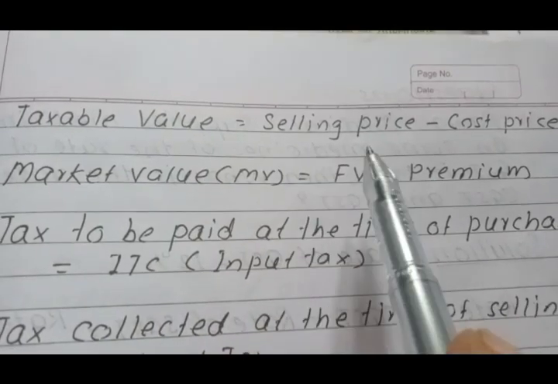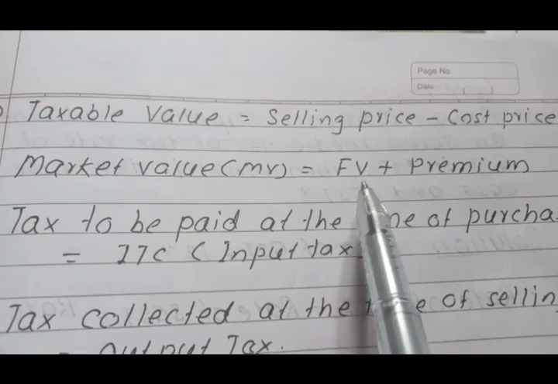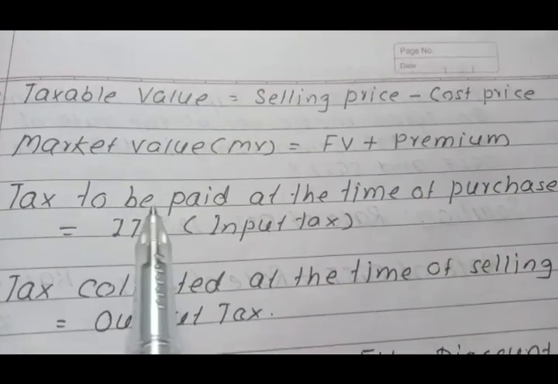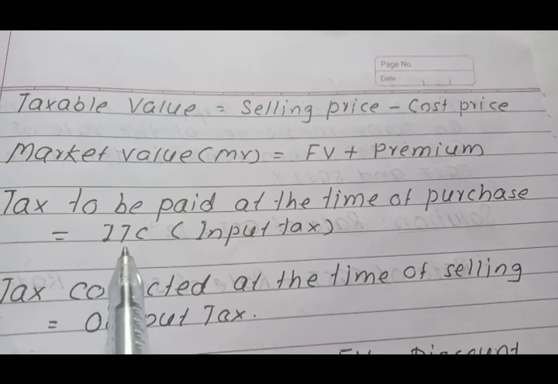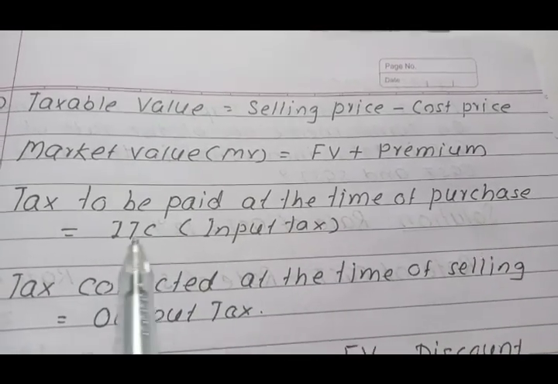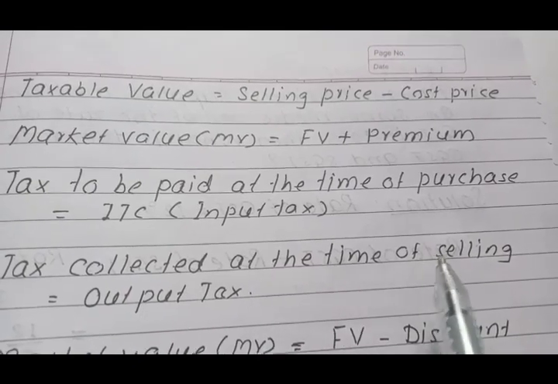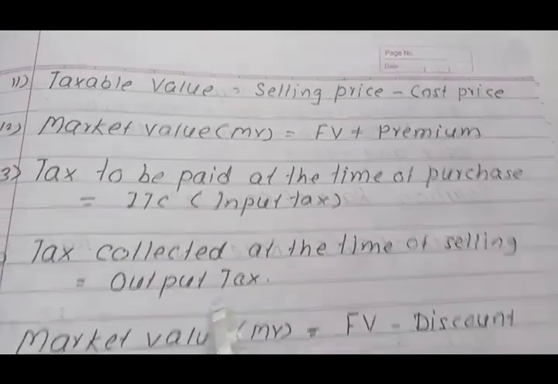Taxable value = selling price − cost price. Market value = face value − premium. Tax to be paid at the time of purchase is input tax, ITC. Tax collected at the time of selling is output tax.